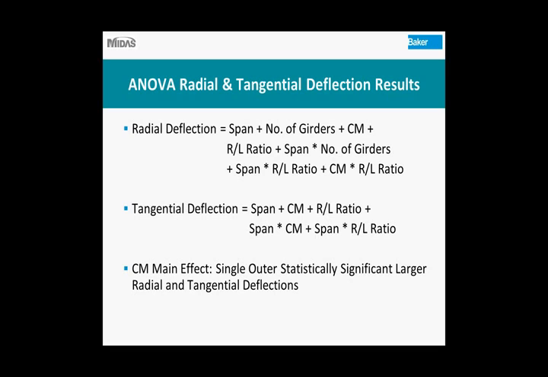So for the radial, we found the span, number of girders, construction method, and our R over L ratio, so all four of our parameters, and then we had a number of interaction terms that were also included in the model. And if you look at the tangential deflection, the number of girders actually didn't affect the deflection in this case, but our other three parameters did, along with two interaction terms.